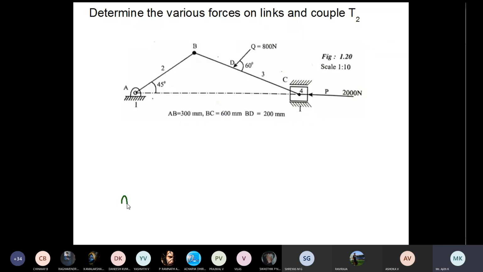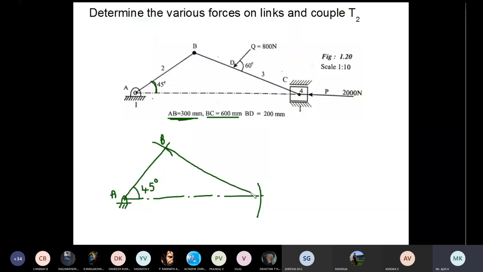First, let me start with point A. Length of AB is 300 mm, and it makes an angle of 45 degree with respect to horizontal. So first, draw one horizontal line. And from horizontal, take angle 45 degree. This angle should be 45 degree. This is point A. And mark B at a distance of 300 mm from point A. So cut one arc of radius 300 mm. So this is B. And the last step, length of BC is 600 mm. So from B, cut one more arc of radius 600. This radius must be 600.